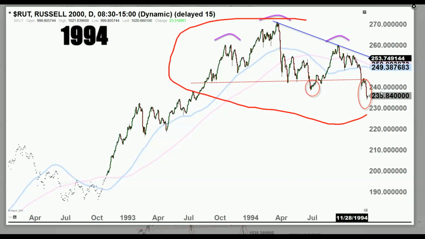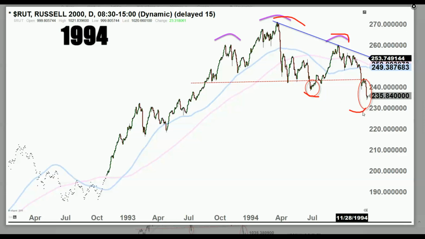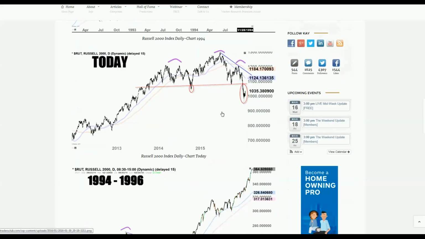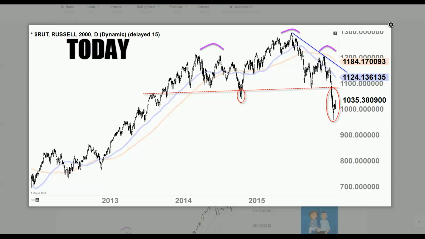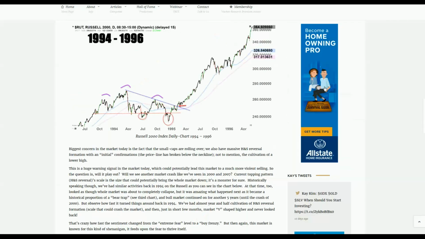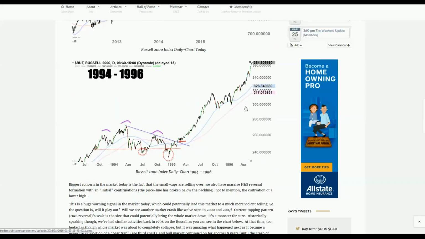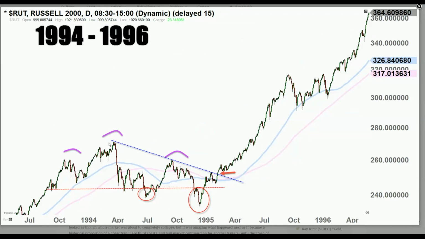Do you see that this is 1994? We have lower highs and lower lows, and that's a huge warning signal. Very, very similar sentiments today. This is today. Again, this was a month ago. And then what happened in 1994 through 1996 is that this was a resistance level. We can really learn from this. Again, that doesn't mean that's exactly how it's going to play out today. What it means is watch for these patterns.